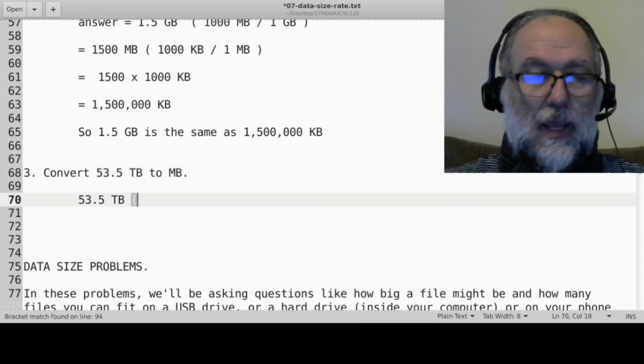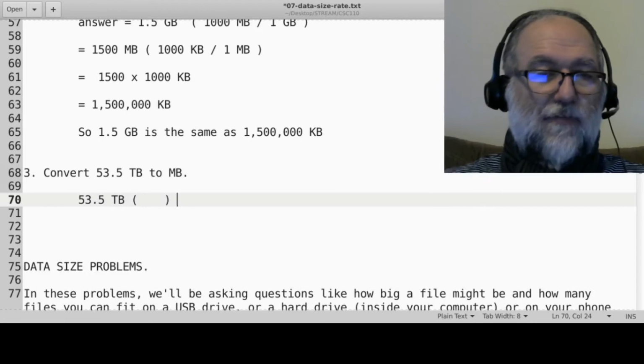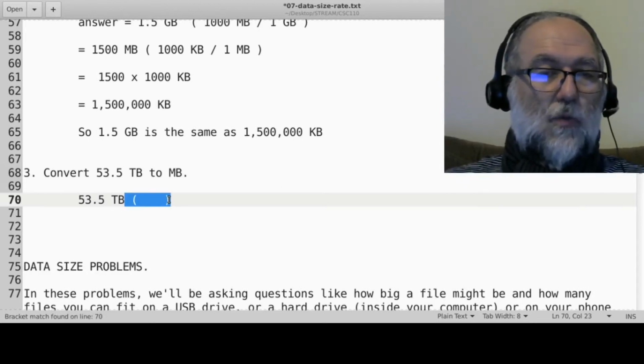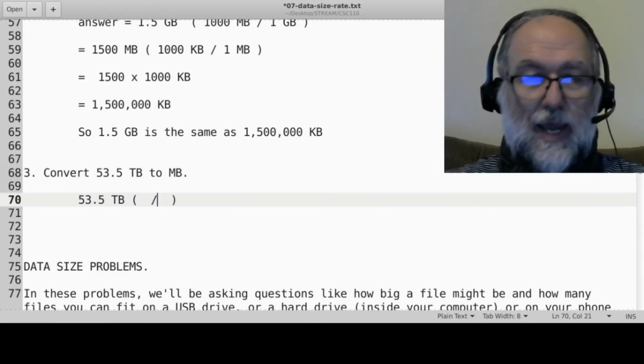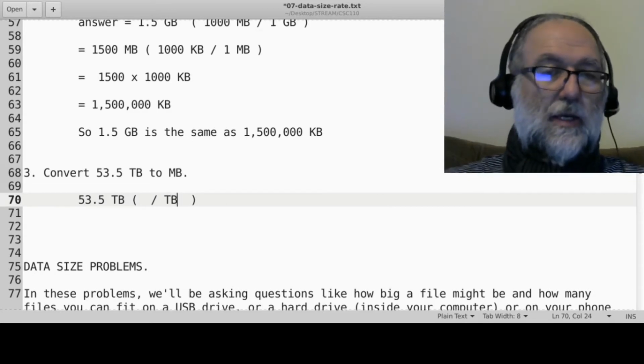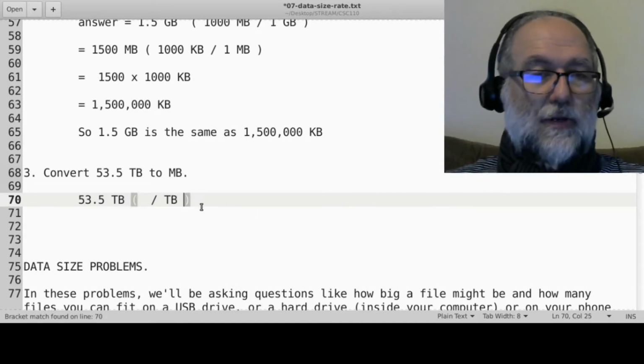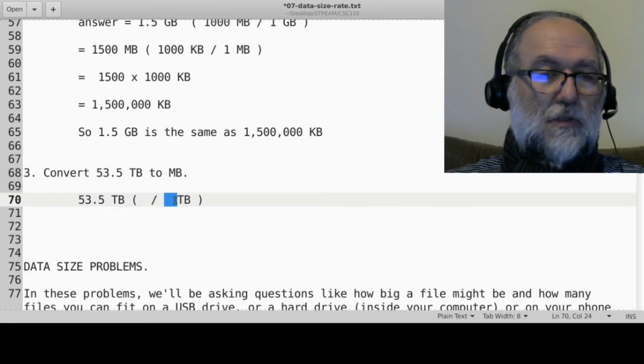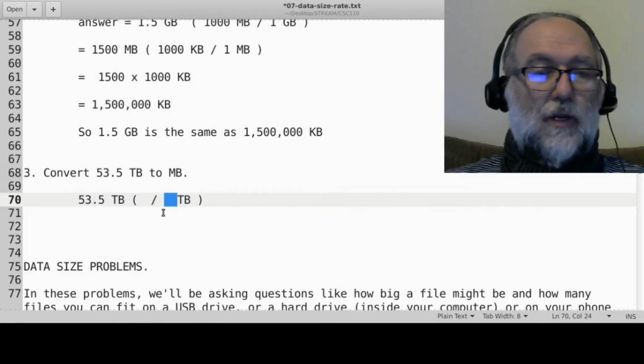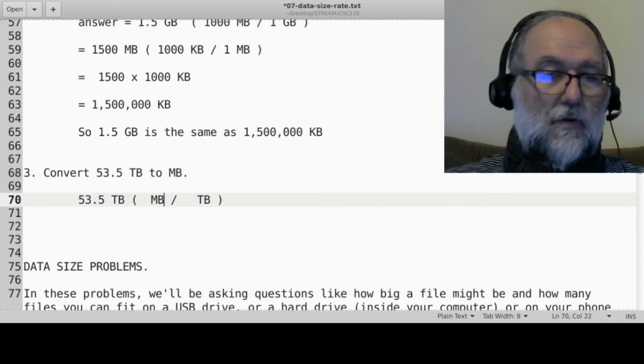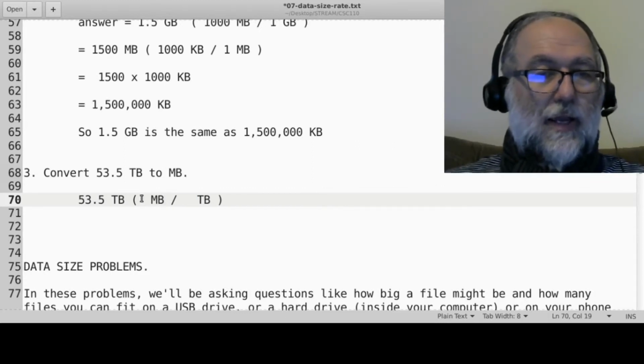Okay, and so you say, okay, great. I need a fraction here that's going to equal 1. That fraction has to have terabytes in the denominator. I'll put in the numbers in a minute, so I'm going to do the units first. So I don't know what number I'm going to put in there, but I want to go from terabytes and I want to go to megabytes. Okay, like that. And you say, all right, well, what number should I put in here and what number should I put in there?